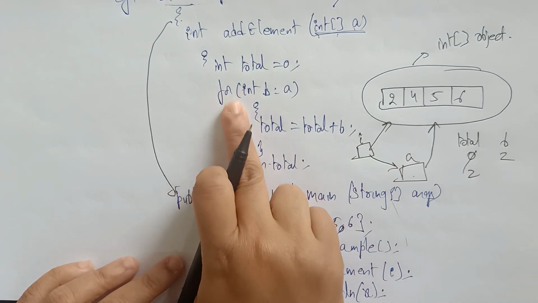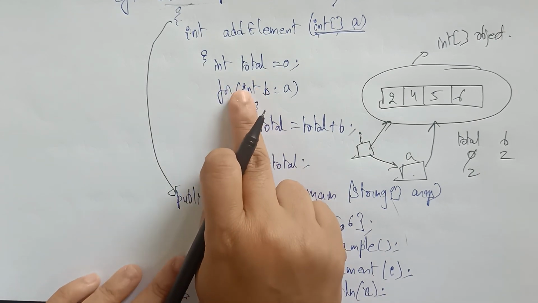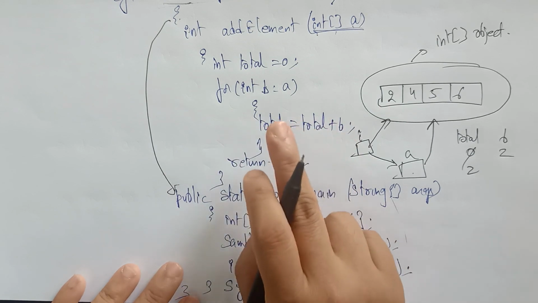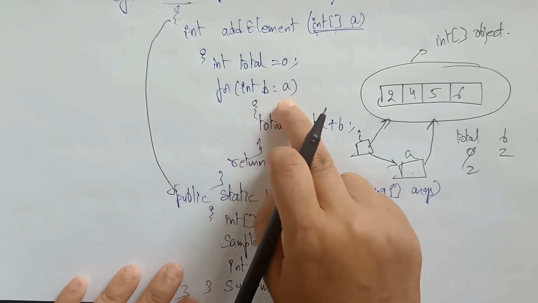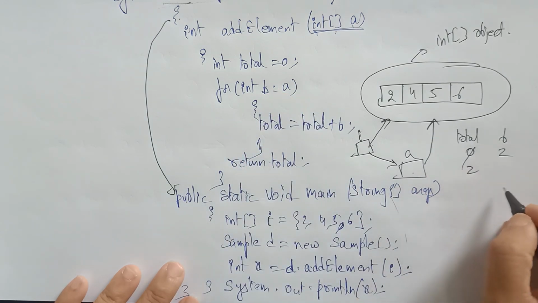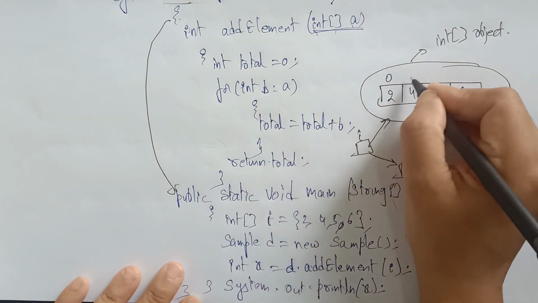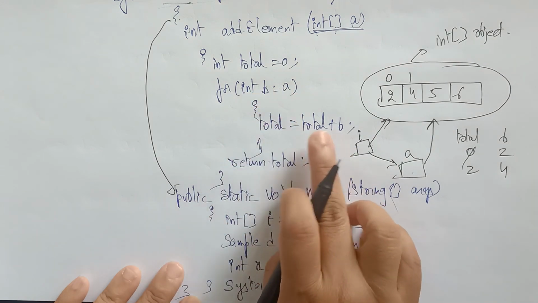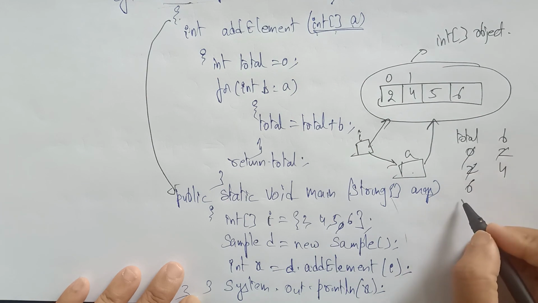Again the controller goes back. It won't print the return total. Again the controller goes back, because it's a for loop, an enhanced for loop. Now what is the value of B? Next the value of A of 1. Now it consists of 4, the next location. This is 0, 1. Next A of 1, 4 will be copied into the B. So now 4 plus 2, that is 6. 6 will be coming here.